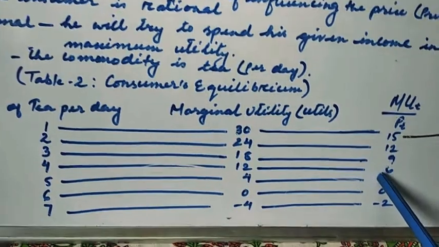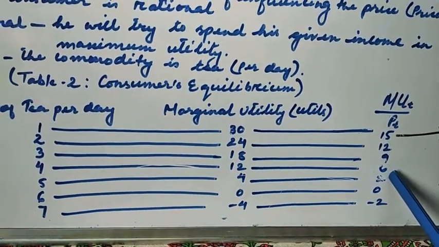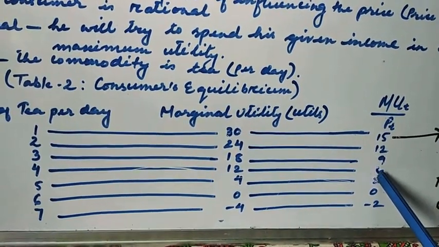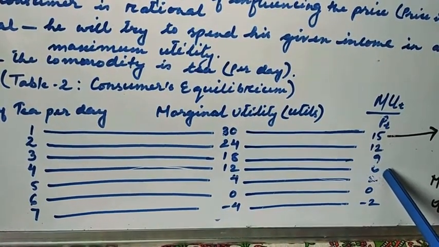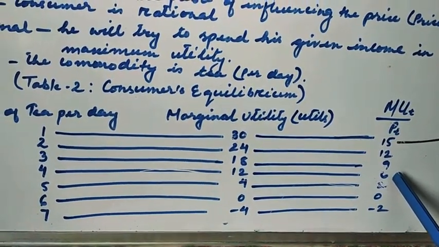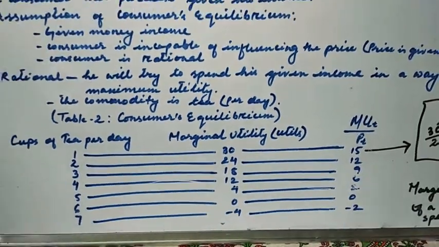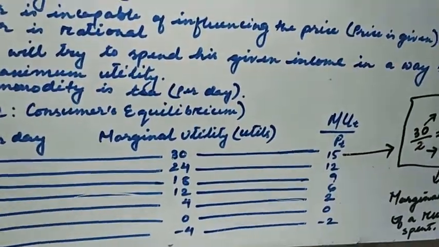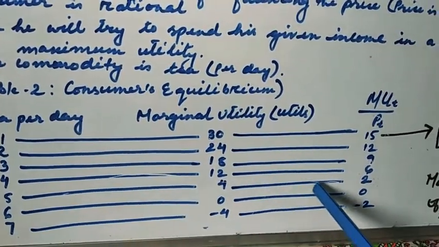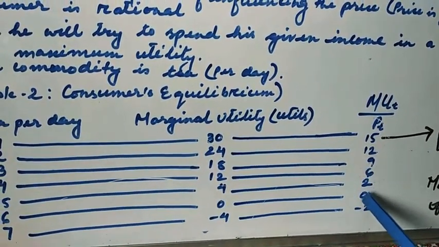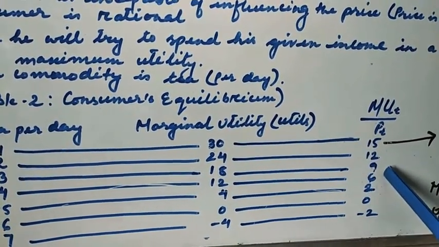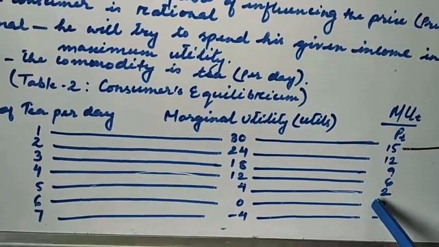He gets 2, that is less than 6. He gets less utility than his marginal utility in general. So he is getting less utility than his general utility of a rupee spent on a cup of tea. As a result, his total utility will decrease. If a consumer goes beyond the 4th cup of tea, let us say a 5th cup, then he gets a utility less than the marginal utility in general, that is 6 utils.